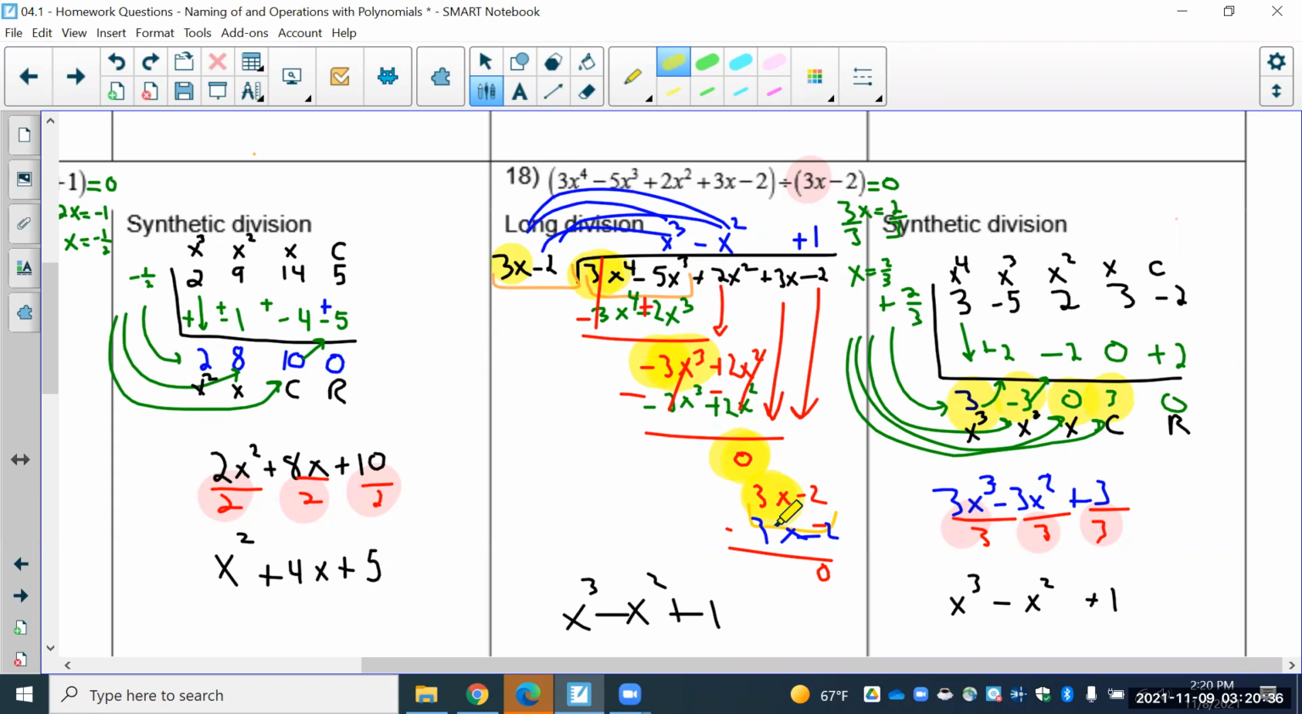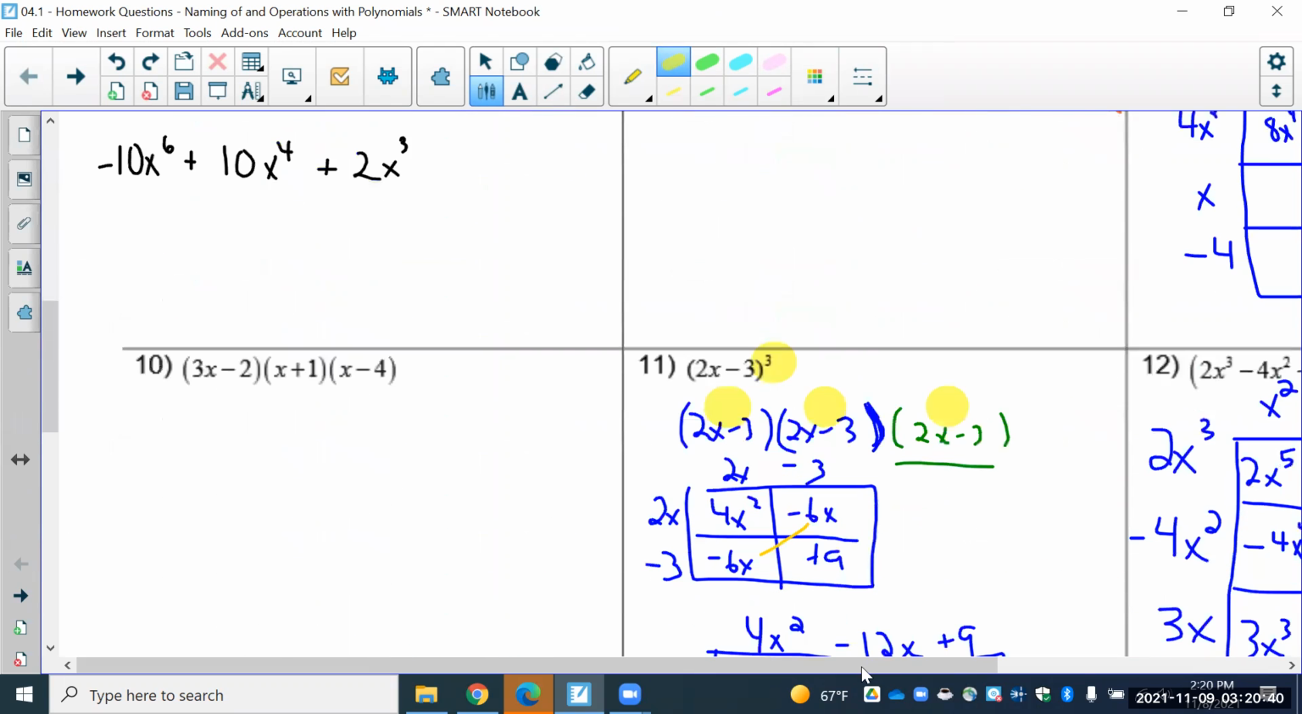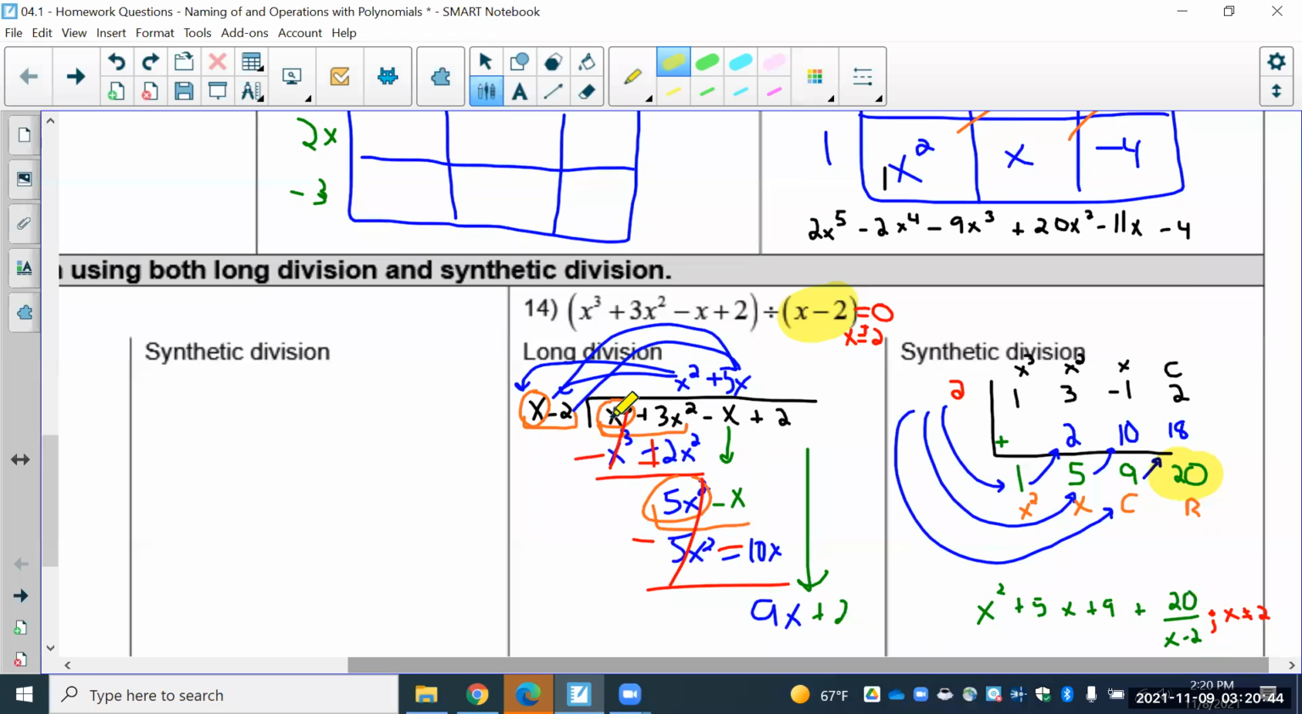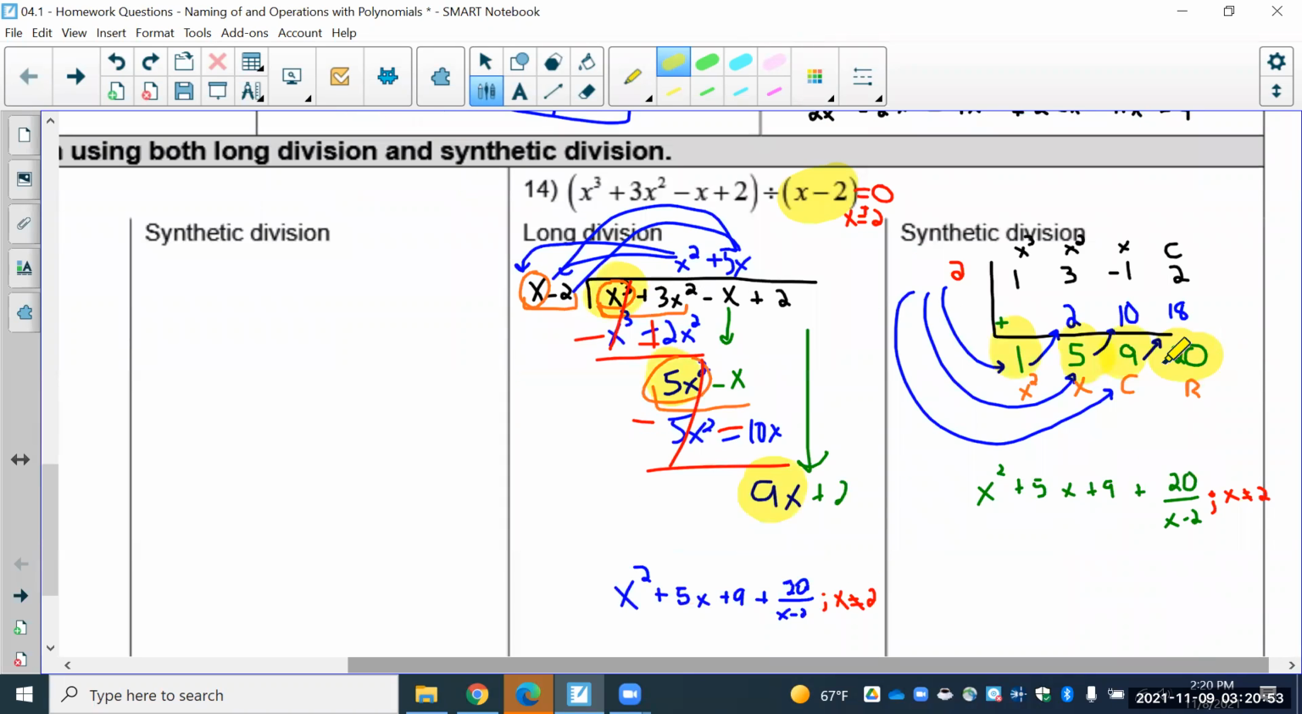Now you might be saying, what? Did I do the entire front wrong? Well, on the front, it doesn't matter because your coefficient is 1. So these numbers, x, 5, and 9, match up with 1, 5, and 9, and the remainder, of course, of 20. It all matches up.